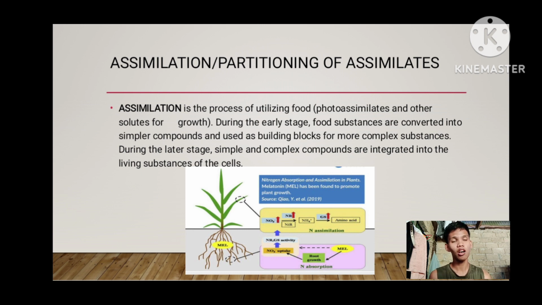Assimilation is the process of utilizing food, photoassimilates, and other solutes for growth. During the early stage, food substances are converted into simpler compounds and used as building blocks for more complex substances. During the later stage, simple and complex compounds are integrated into the living substances of the cells.